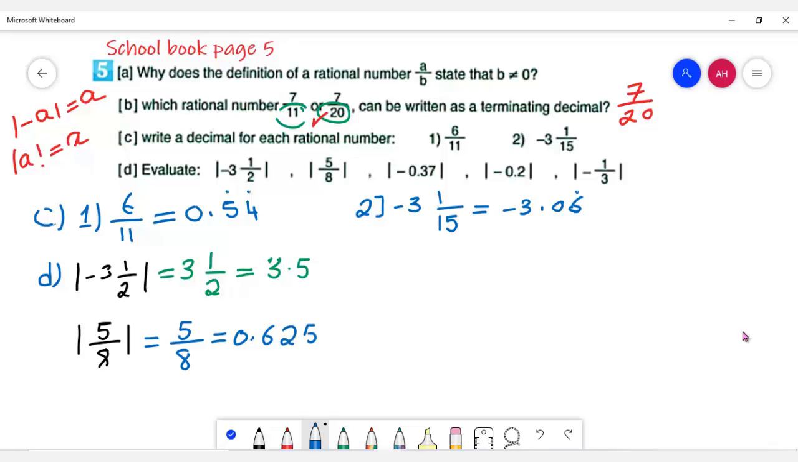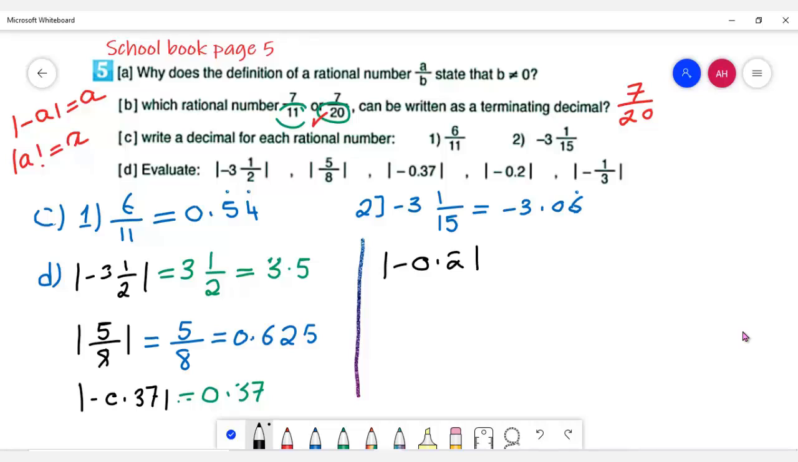Let's go now for the third one. The third one is the absolute value of -0.37. We said that an absolute value of a negative number is the same number but positive, 0.37. And it's already in a decimal form. Let's go now for the fourth one. Absolute value of -0.2. Absolute value of any negative number is the same number but positive, so it's 0.2.